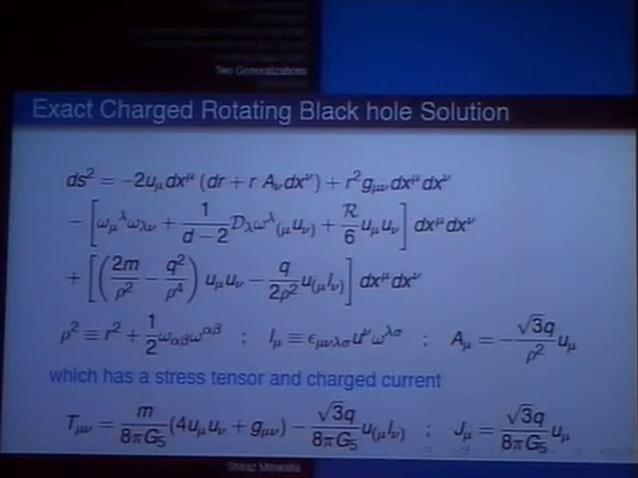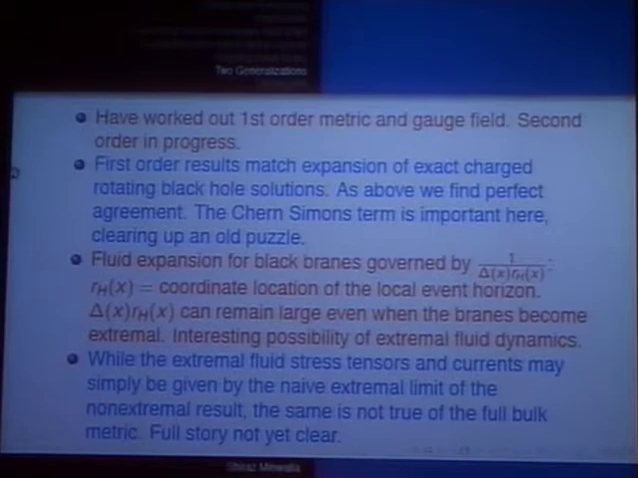Okay, we've only worked out this construction to first order so far, but we're in the process of doing it to second order, and you can check our first order result against charged rotating black holes. It all matches perfectly, and the contribution of the Chern-Simons term is important to resolving a puzzle that we had a year ago when doing this comparison and not getting it to work, but I don't have the time to describe that to you. There's also an interesting story when you add charge with the extremal limit. This is a question of whether the extremal limit commutes with the description in terms of fluid dynamics. And there's an interesting story there that we haven't quite cleared up, but okay.